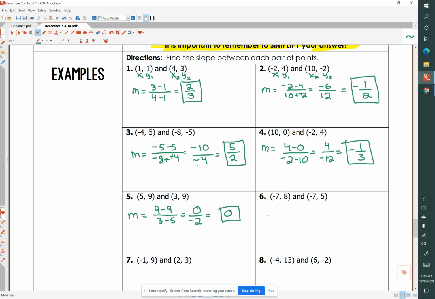And number 6, m equals 5 minus 8 divided by -7 minus -7. 5 minus 8 is -3. -7 minus a -7, we have to add 7, so that would be 0. Can't have that. That's a vertical line. That is undefined.